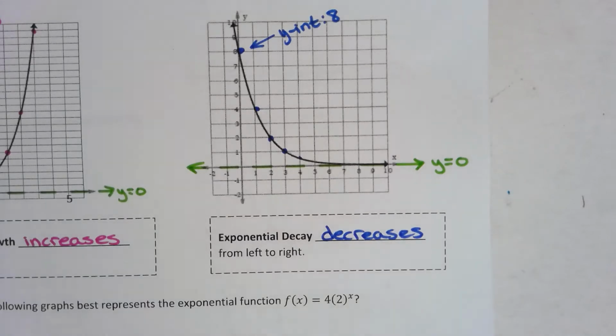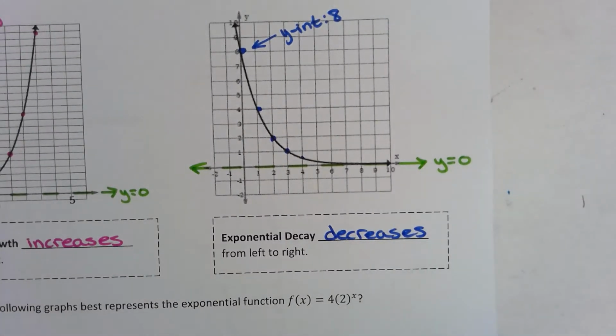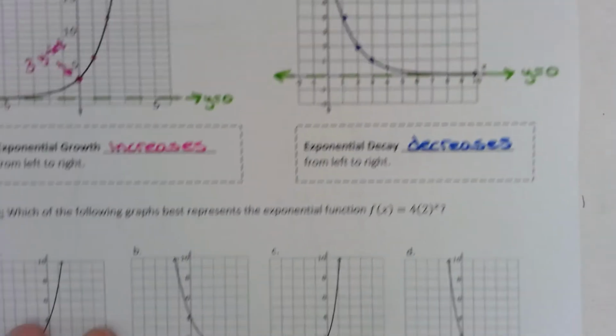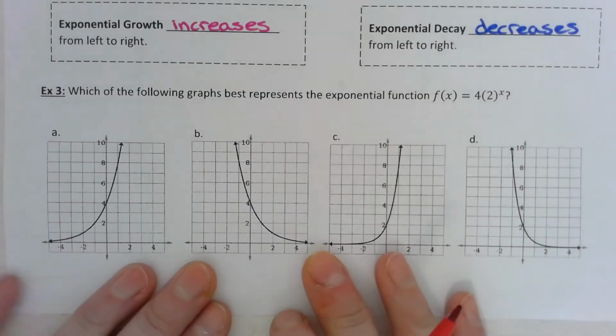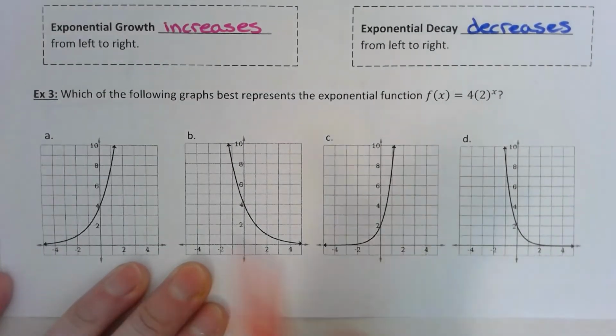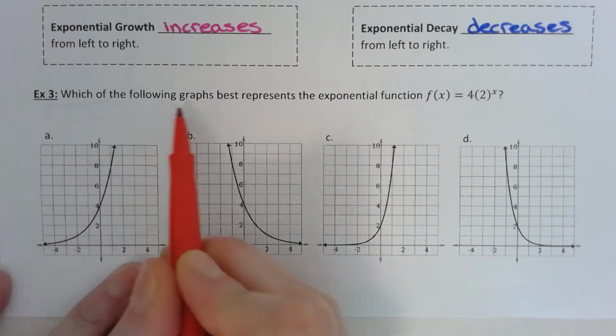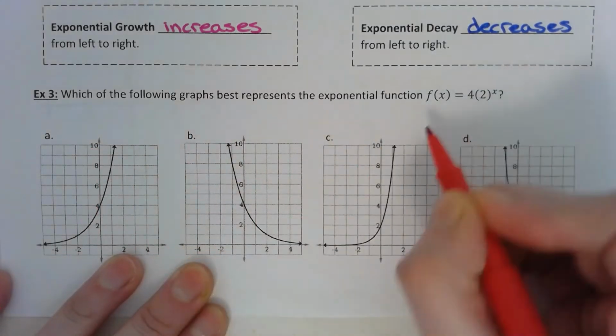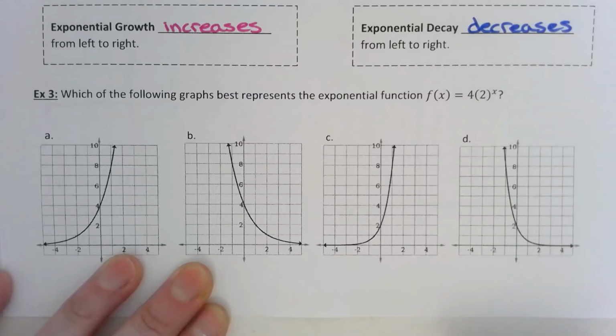Okay. So since we are doing this on the computer and not in class, it's kind of hard for us to have you graph them. So what we're going to do instead is more of matching. So example 3 says, which of the following graphs best represents the exponential function f of x equals 4 times 2 to the x power?